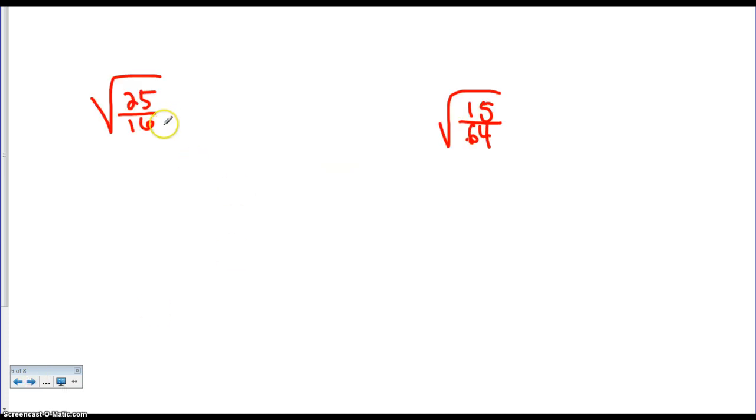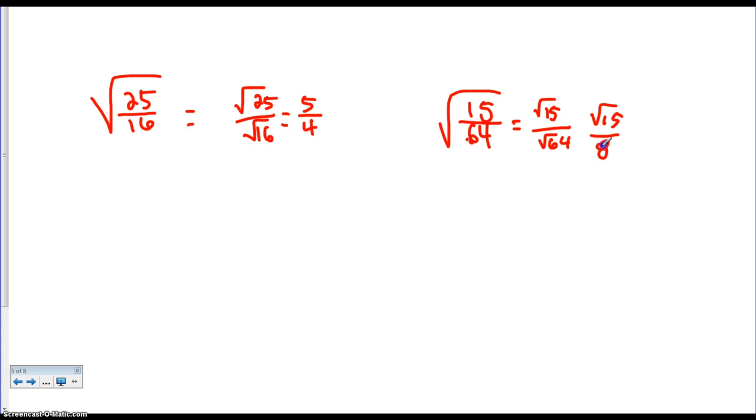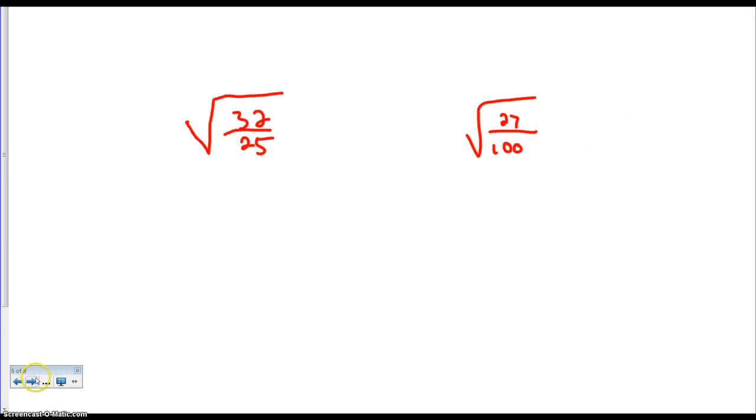If I have the square root of 25 over 16, the quotient property allows me to take the square root of the 25 and the square root of the 16, which means I get 5 over 4. Or look here, I could take the square root of 15 over the square root of 64. Because 15 doesn't break down at all, I know it's going to be square root of 15 over 8. So let's get into some slightly more complicated questions.